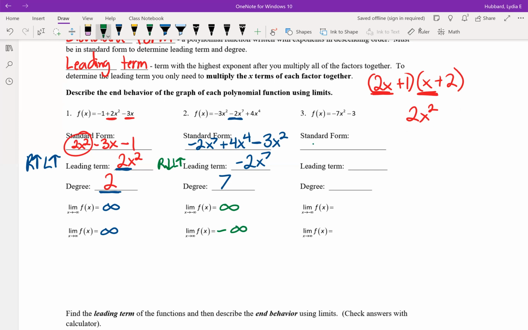The nice thing about number 3 is it's actually already in standard form. Our leading term is negative 7x squared, with our degree, that exponent, being just 2. For this one, my leading coefficient is telling me that my right side is going down because it's negative. And then my degree is even, so my left should be matching my right. So as x is going to negative infinity, as it's going to the left, our graph is approaching negative infinity. And as x approaches infinity, as we're going to the right, our graph is approaching negative infinity as well. And that would be our end behavior.